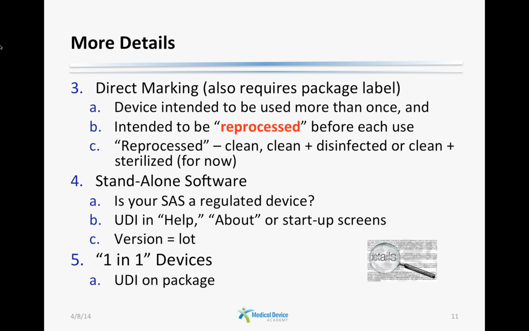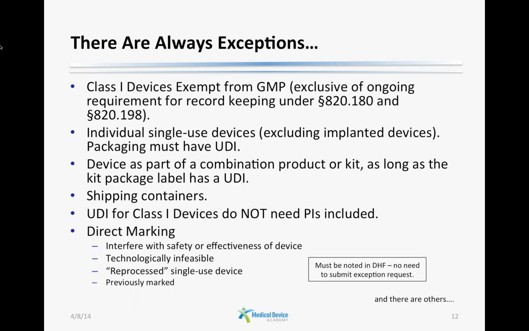FDA has allowed for several exceptions. GMP exempt Class 1 devices are exempt from this rule. There is a list available on the FDA UDI website of 527 product codes that fall under this exemption. Should you have any of these devices, you could always voluntarily use UDIs. There is nothing to stop you. In fact, it may make good business sense. I'll explain why a bit later.